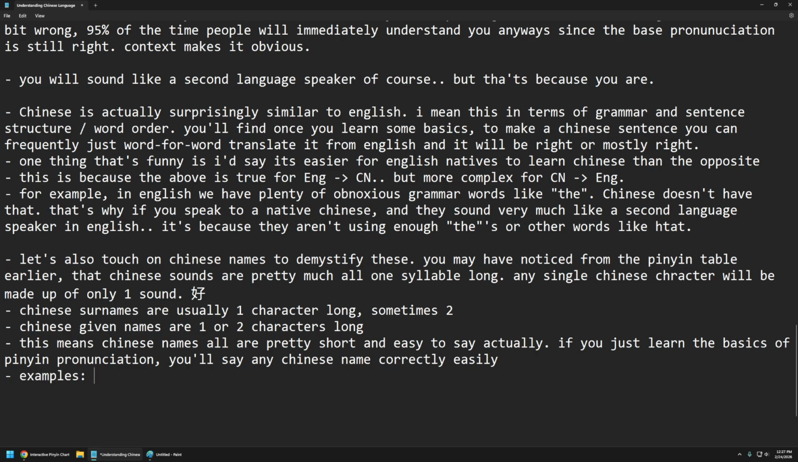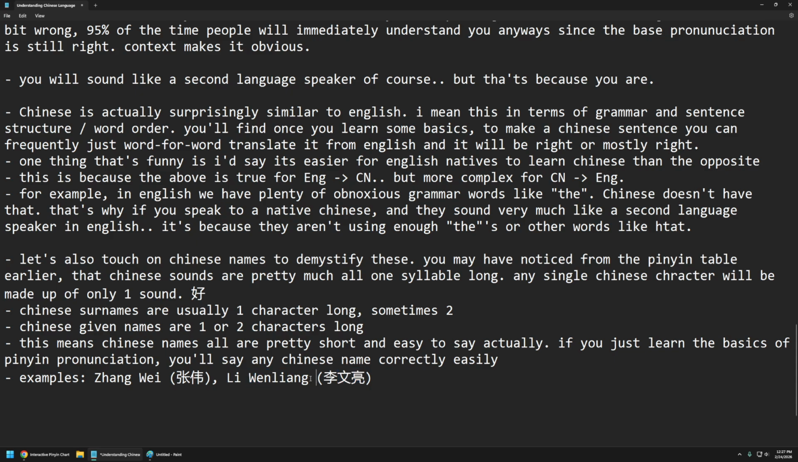Examples: Zhang Wei, right? That's very easy to say. That's this guy's name. Here's another one. This one would have 3 characters. Li Wenliang, right? I guess the pinyin here gives it away because I put a space, but this would be the surname, this would be the given name.